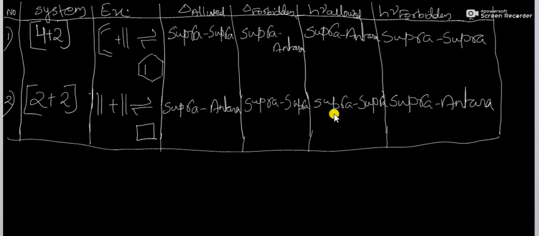Here only supra-supra addition takes place. We know that thermally allowed addition is supra-antara addition, but antara addition is geometrically forbidden. So supra addition takes place only in the presence of light. So 2 plus 2 cycloaddition reaction only takes place in the presence of light, and 4 plus 2 cycloaddition takes place only in the presence of heat. That can be substantiated by the Woodward-Hoffmann rule.